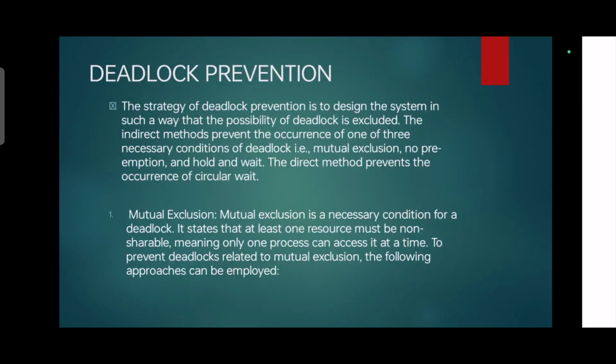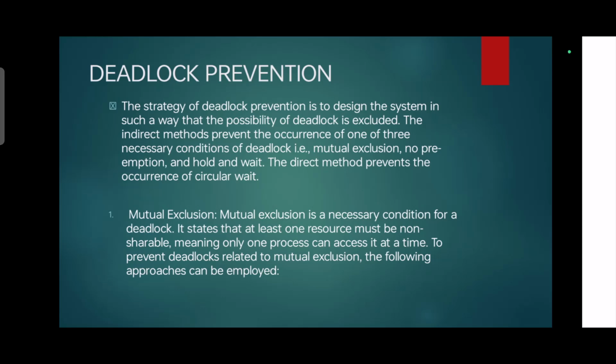So now we will study the methods for handling deadlocks. The first method is deadlock prevention. The strategy of deadlock prevention is to design the system in such a way that the possibility of deadlock is excluded. The indirect methods prevent the occurrence of one of three necessary conditions of deadlocks, that is mutual exclusion, no preemption, and hold and wait. The direct method prevents the occurrence of circular wait. First we will study all three methods one by one.